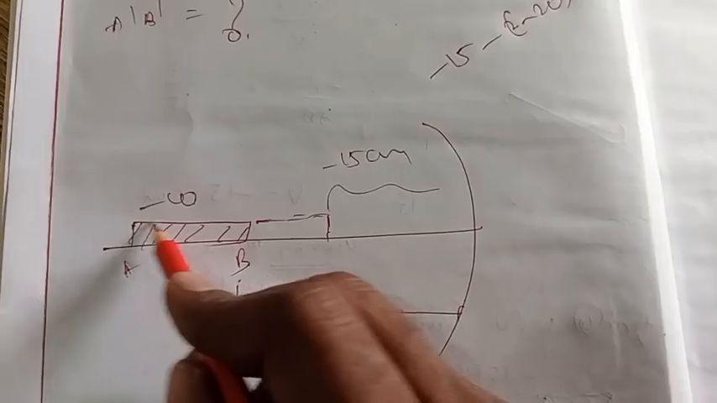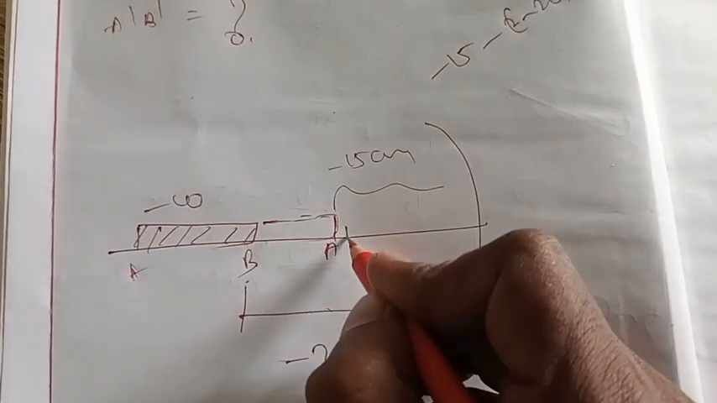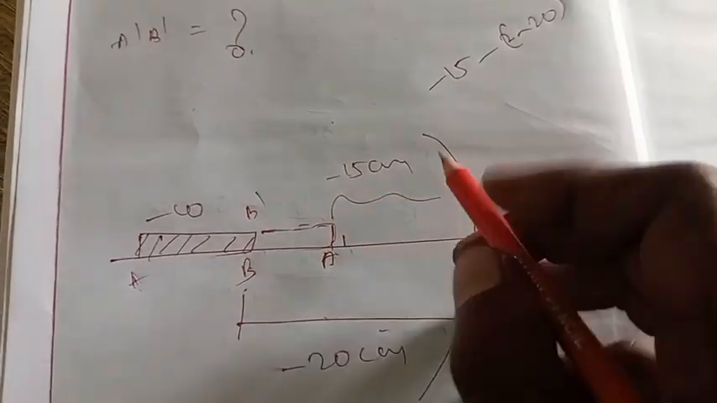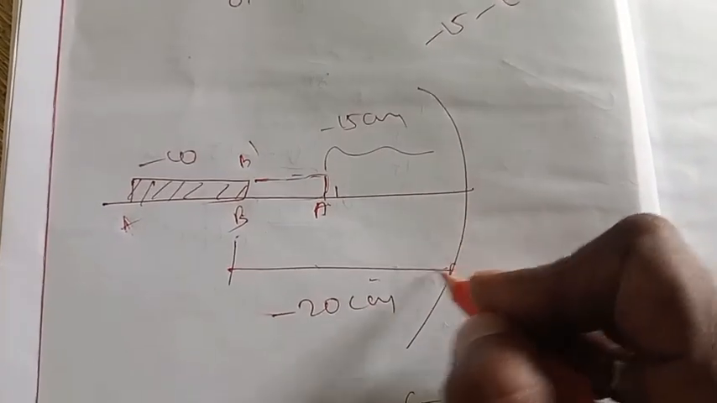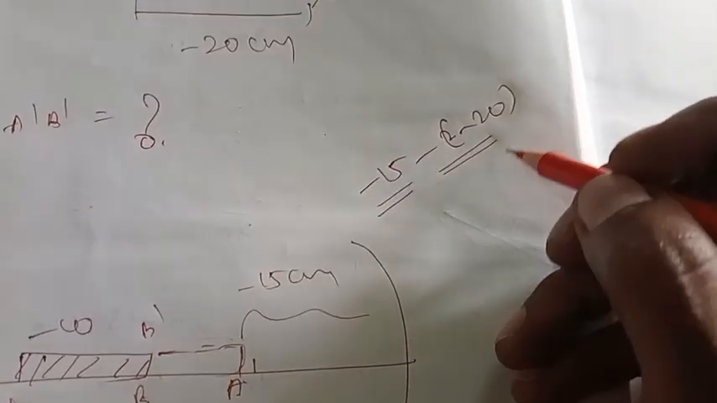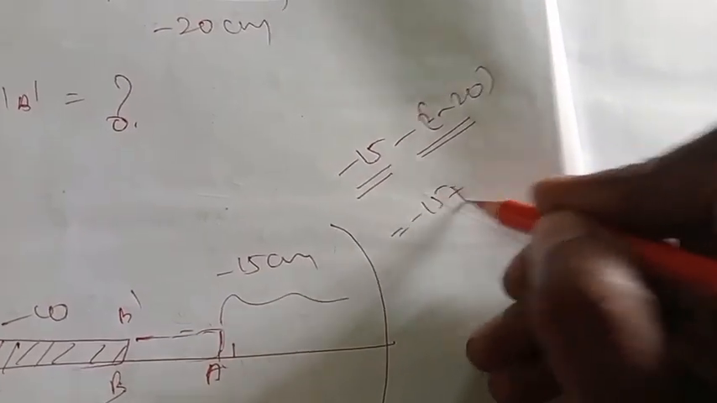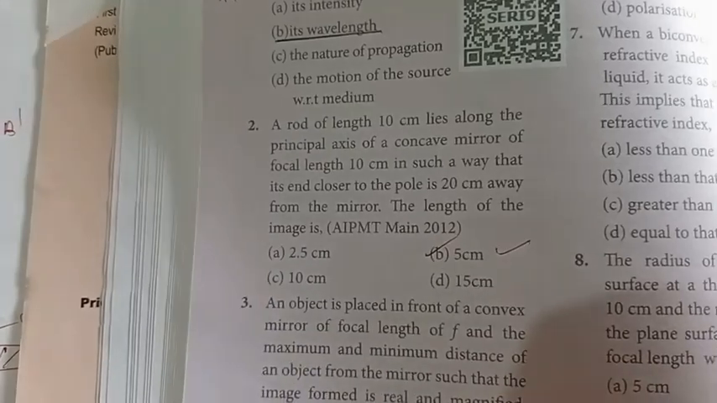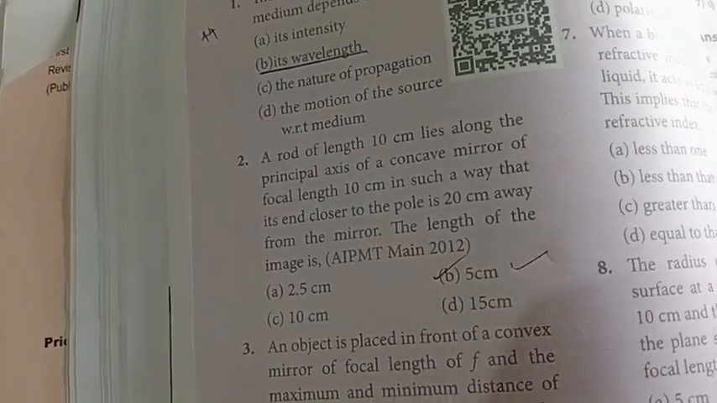This one is the image, the total image length, A dash B dash. So A to A dash is minus 15, and this one is minus 20, the image distance of the other end. So minus 15 minus of minus 20 gives plus 20, equal to 5 centimeter. This is the answer. So the answer is 5. I hope you understand very clearly. Okay, thank you.